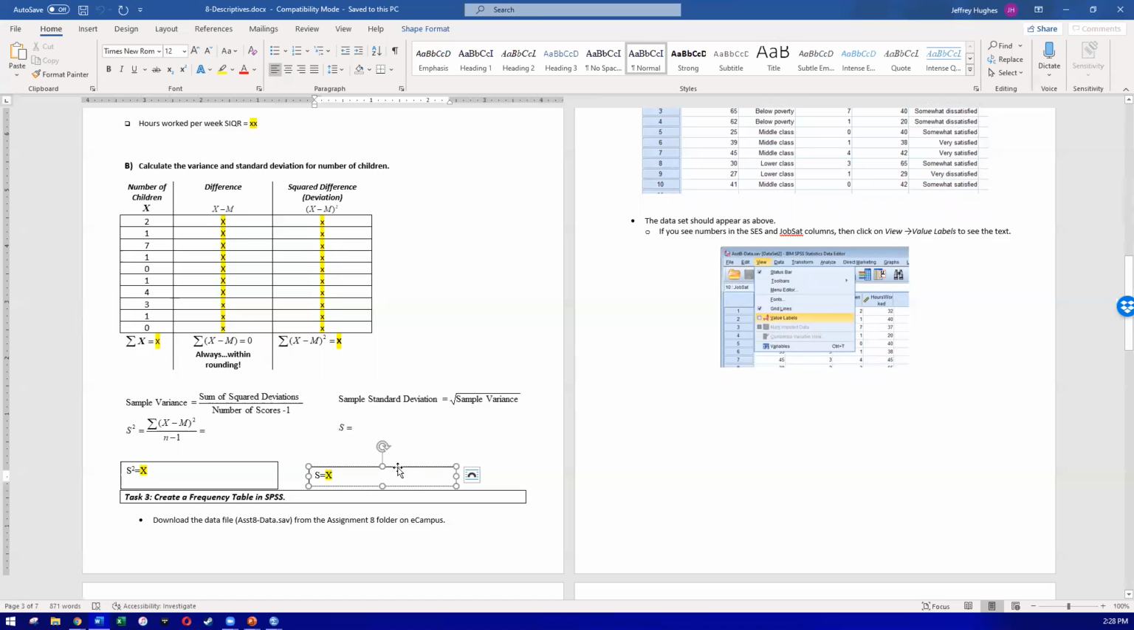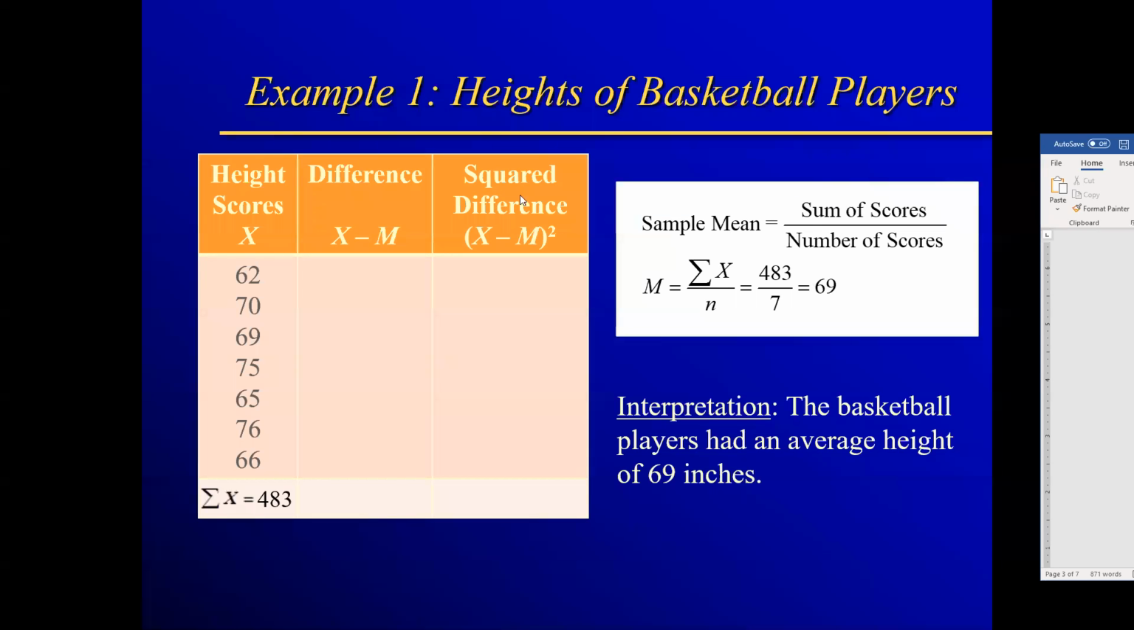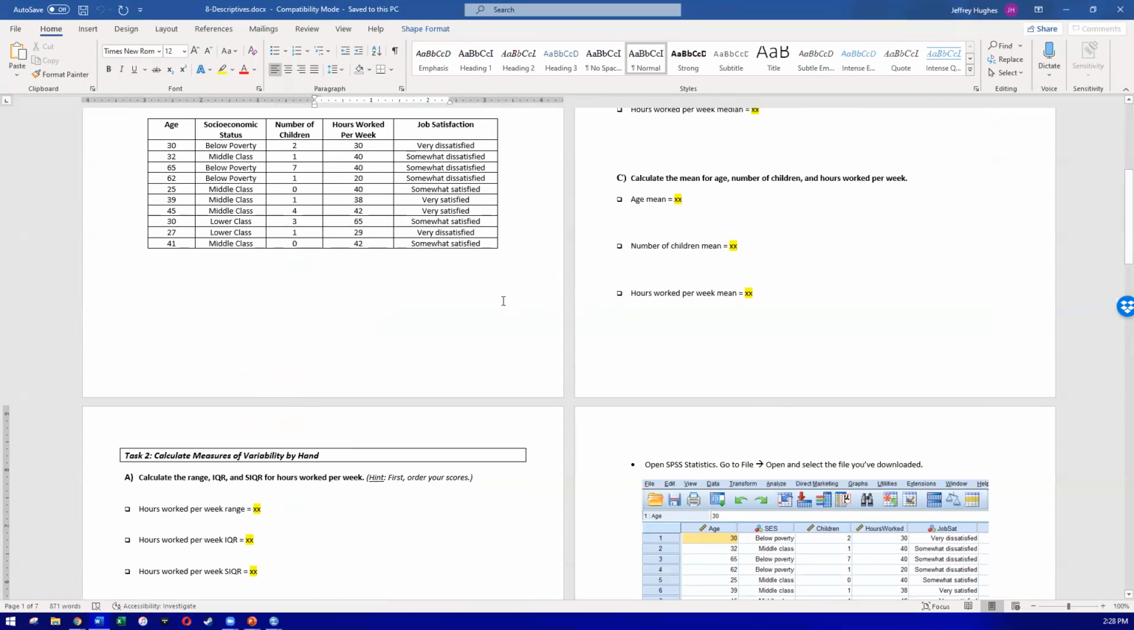Then that's it. You don't have to interpret anything. You don't have to put them on a graph. It's all you have to do. So if you don't feel comfortable with that, go back to this recorded lecture and walk through it again with this example. All right, so that's the first half of the homework assignment.